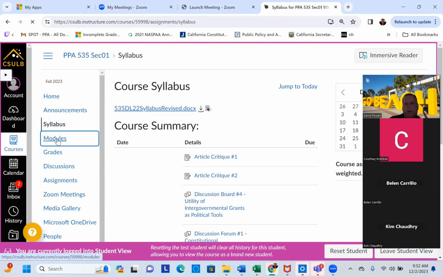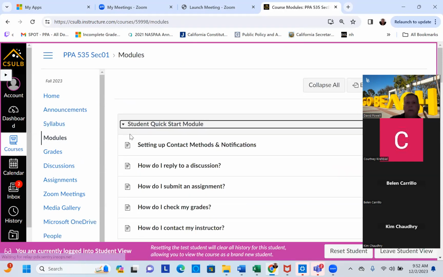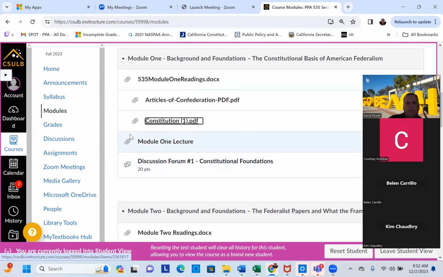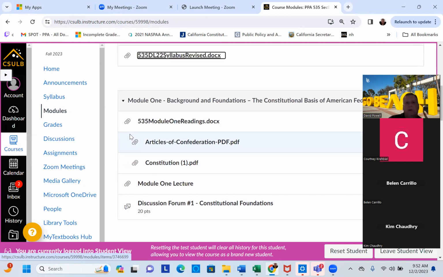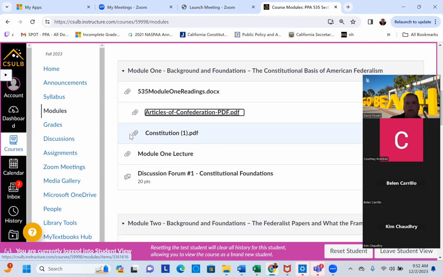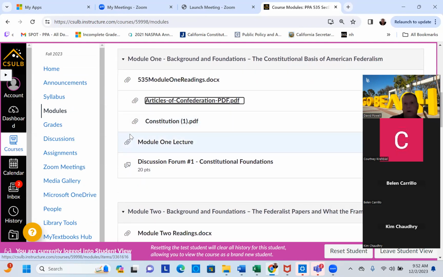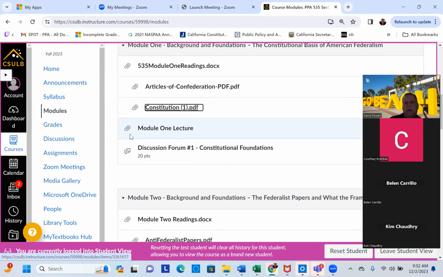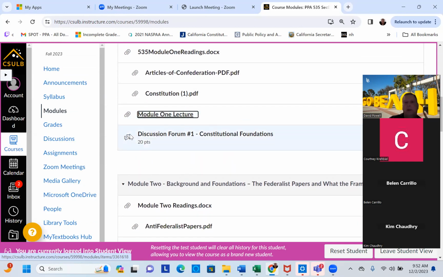Modules. Here we go. All right. So again, I've divided this course up into 6 different modules. I have a listing of readings for each of the modules. And then again, for Wednesday, there's your link for the Articles of Confederation. There's your link for the Constitution. And there's your link for the PowerPoint slides that I'll be using in our discussion of the development of federalism in the first half of class on Wednesday.